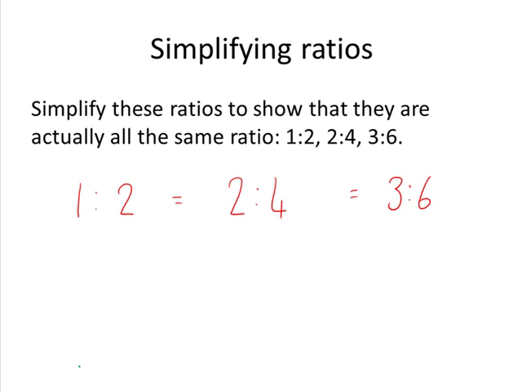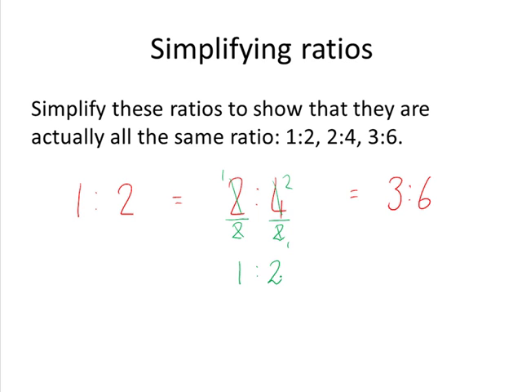We can also see this by dividing through by the same number in each case. For example, 2 is to 4. We can divide both sides of the ratio by 2. 2 divided by 2 equals 1. 4 divided by 2 equals 2. So we can see that 2 is to 4 is the same ratio as 1 is to 2.